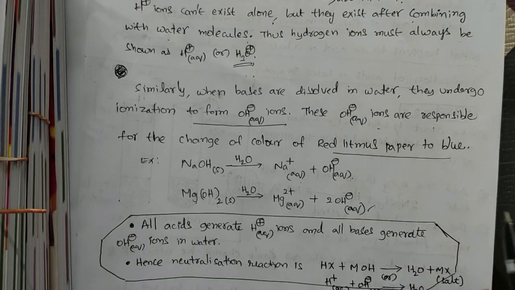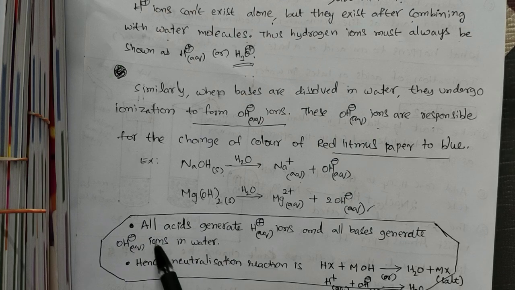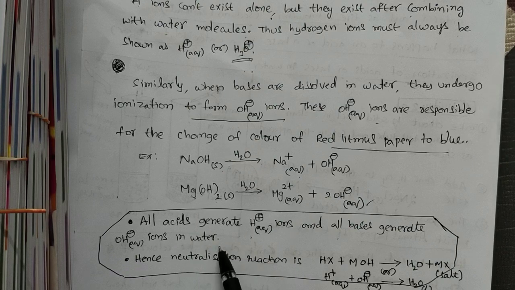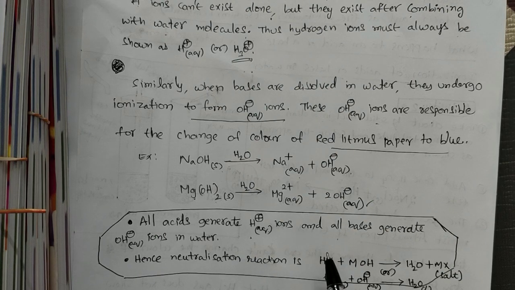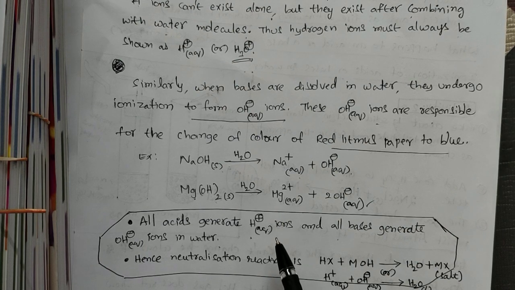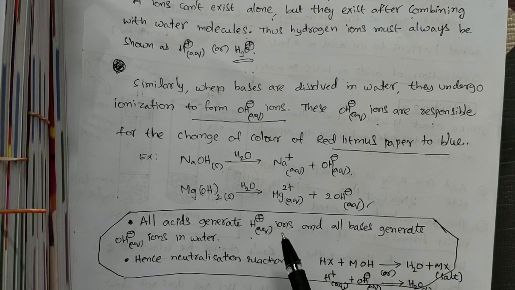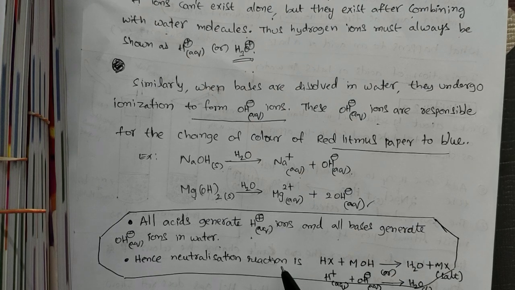What have you learned in this ionization concept? All acids generate H plus ions and bases generate OH minus ions in water. And these H plus ions and OH minus ions are responsible for the change in the color of the litmus paper. Right? So dry HCl cannot be treated as an acid. We are not supposed to call it an acid. It is correct to call it hydrogen chloride, not hydrochloric acid.